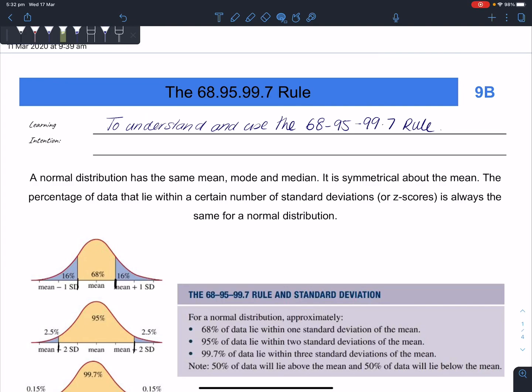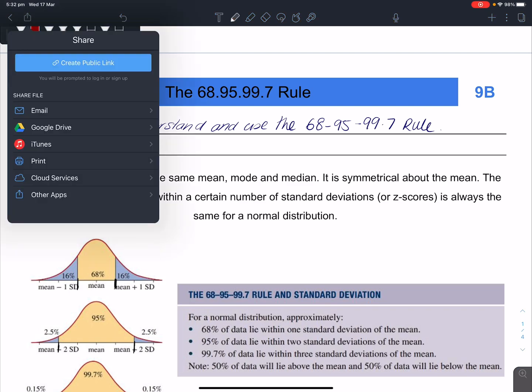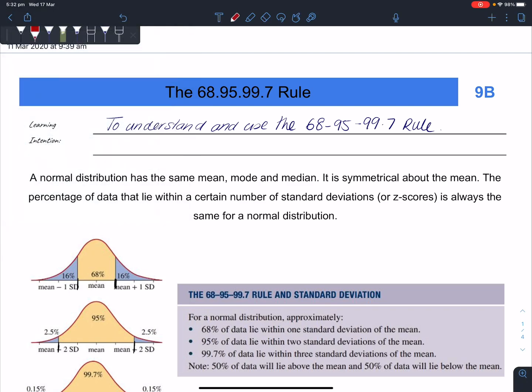Exercise 9B, the 68, 95 and 99.7 rule. Okay, so that's three percentages. It's 68. This didn't print very nicely in the title. Oh, sorry. So it's the 68%, 95%, and 99.7% rule. And those three percentages are very significant. We'll talk about that in a moment. And that information is on your formula sheet. So you don't actually have to remember the percentages themselves, but you will definitely be using them.